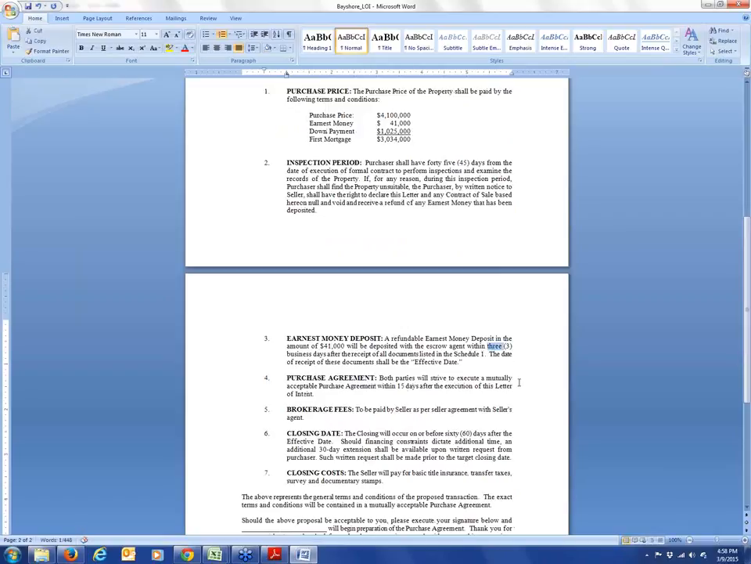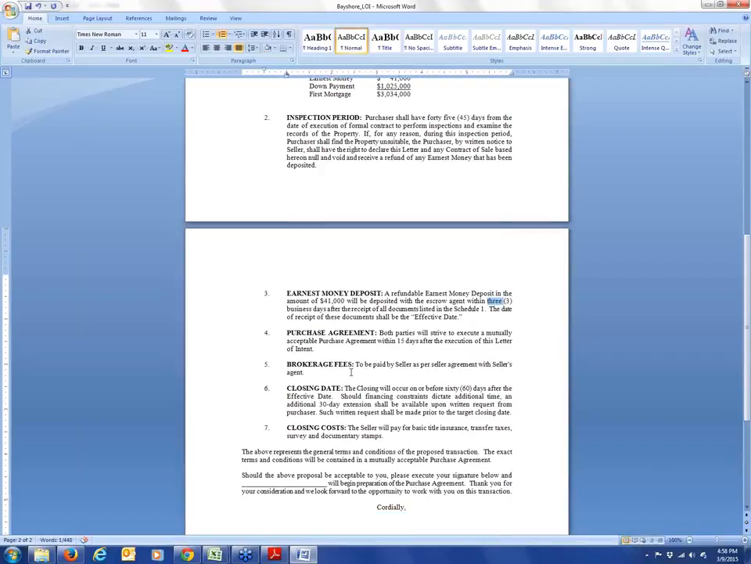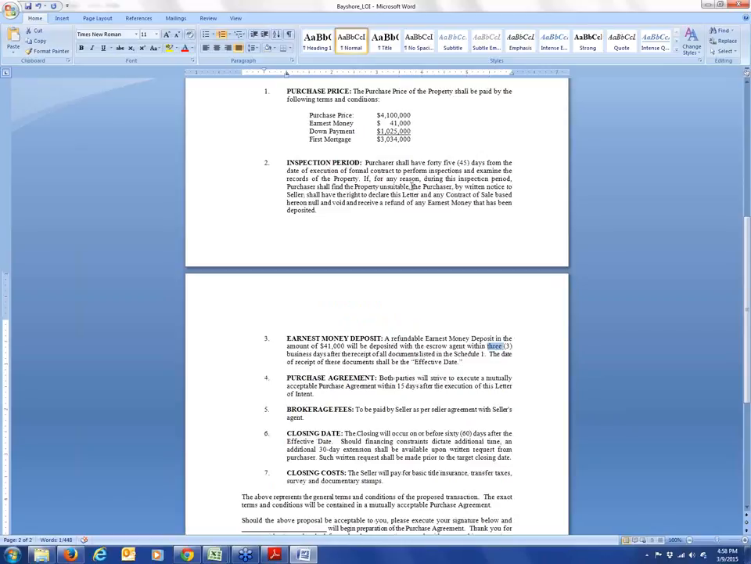I know that our earnest money deposit program typically takes about 5 days to happen, so we'd want to add some time in there. And remember, that money gets written when the purchase and sale contract gets executed. Okay, it can take 15 days to start that. Brokerage fees paid by the seller. The closing date will be before 60 days after the effective date. Let me see. Do I do it here?